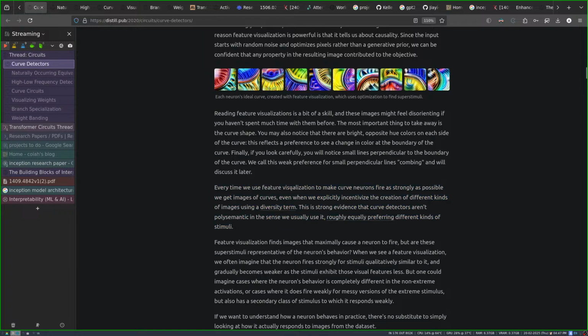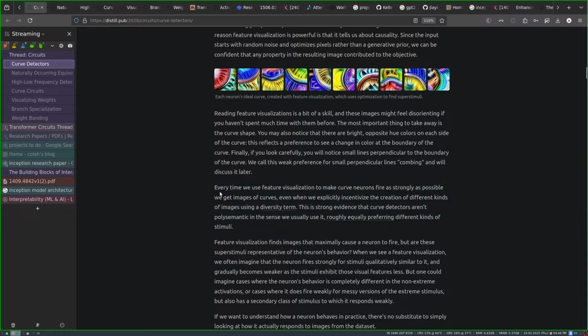Every time we use feature visualization to make a curve neuron fire as strongly as possible, we get images of curves, even when we explicitly incentivize the creation of different kinds of images using a diversity term. This is strong evidence that curve detectors are not polysemantic, since we usually see it roughly equally performing on different kinds of stimuli. So that's about neurons.